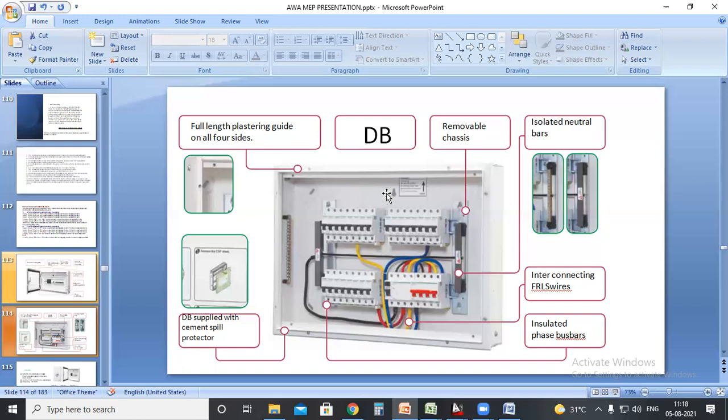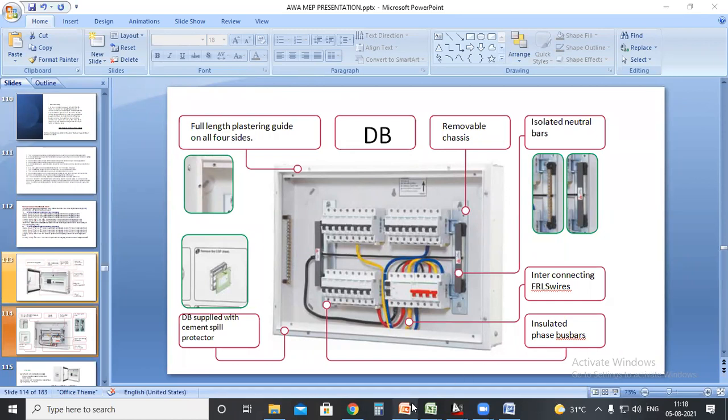Somebody has said, not 3-way, yes, 8-way TPN. Yes, 8-way TPN is the correct answer. How is it coming as 8-way? In each phase, it has 8 circuit breakers: 1, 2, 3, 4, 5, 6, 7, 8. Yes, 8-way, 3-phase. Yes, 8-way TPN. So in that way, we can mention the distribution board type.